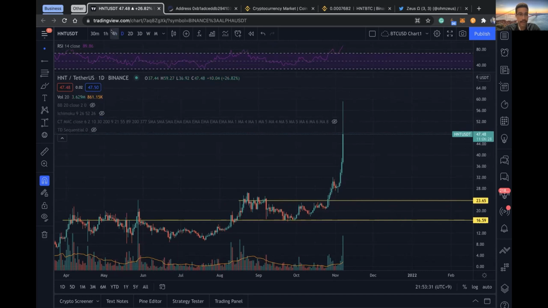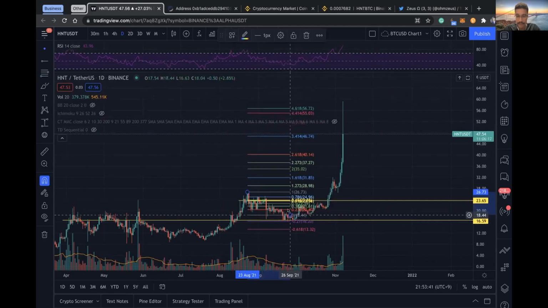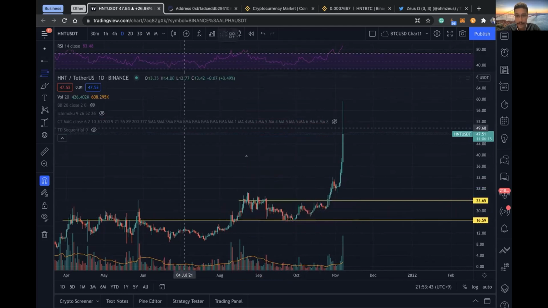I feel like there's not much more to go over. Actually, let's see if I can put on some fib. Let's try something better than that. The fibs, it's kind of hard to work on a chart like this when it's just absolutely vertical here.